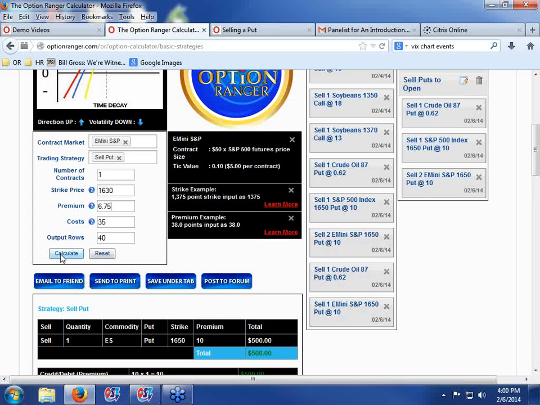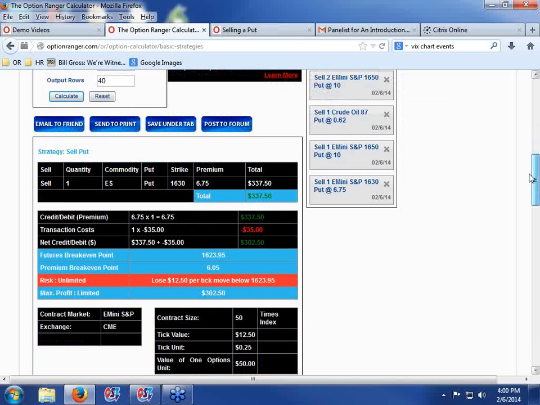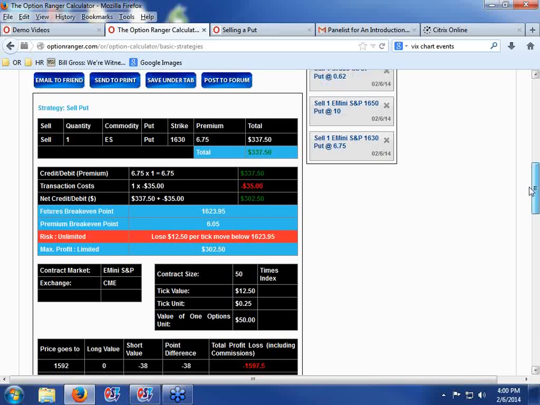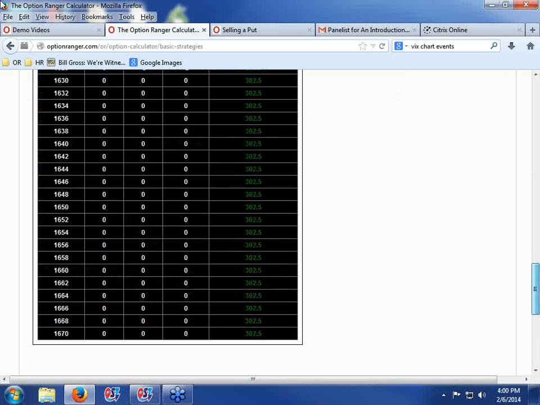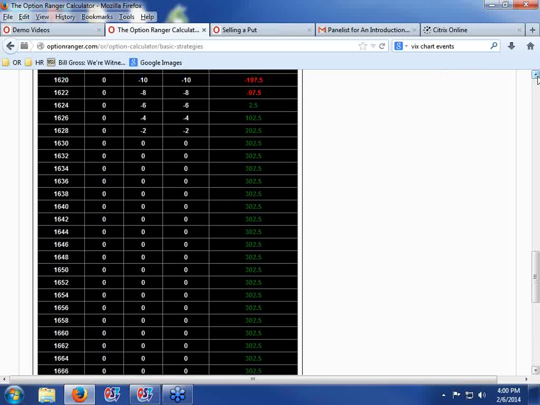Everything else stays the same. We still just sold one. And let's see how that number works out. Again, now we've only collected $337.50. Oh my goodness, is it still worth it? But when you look at the margins, you have the room here. I'm sorry, 302 after costs.